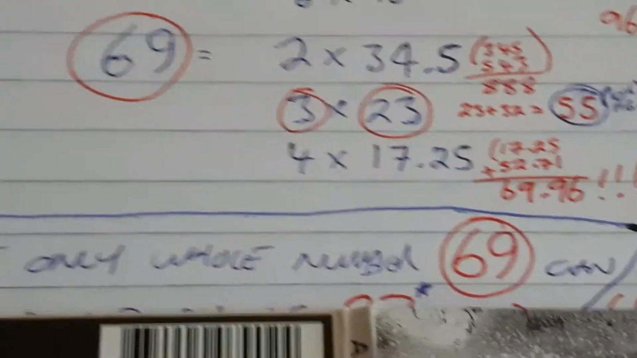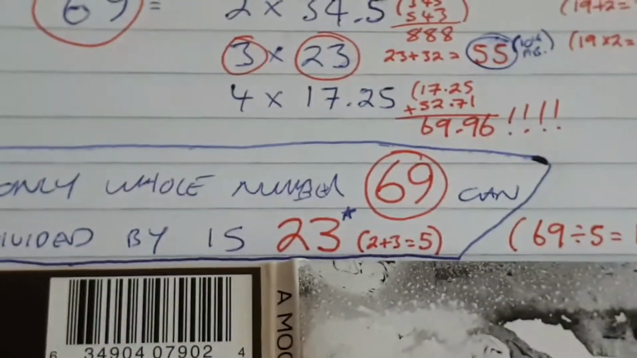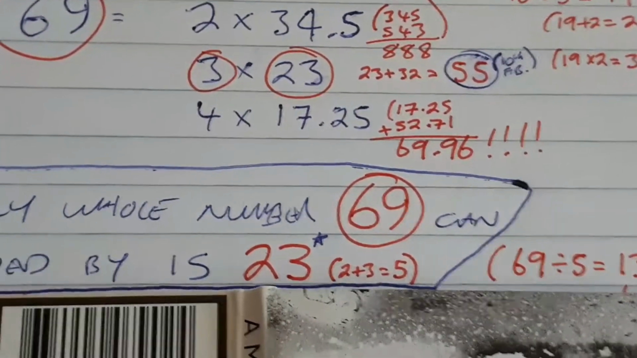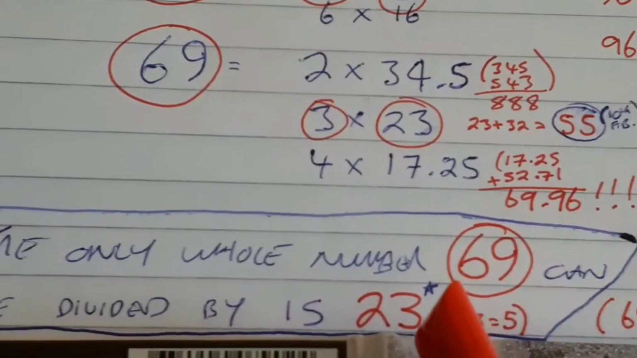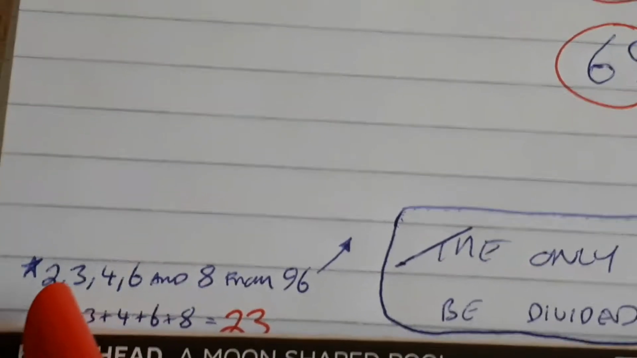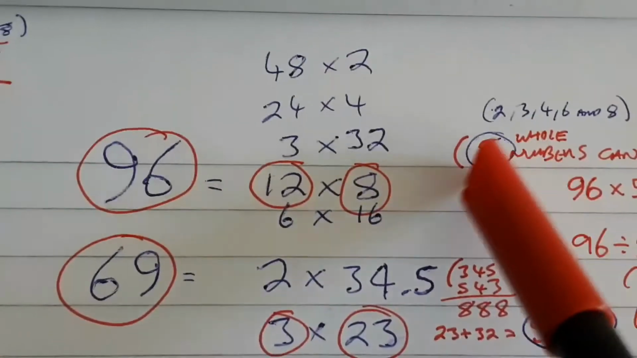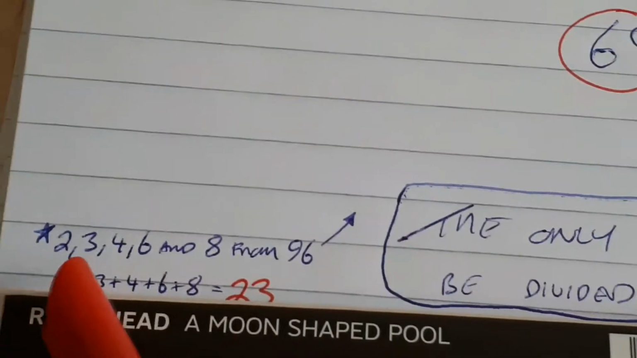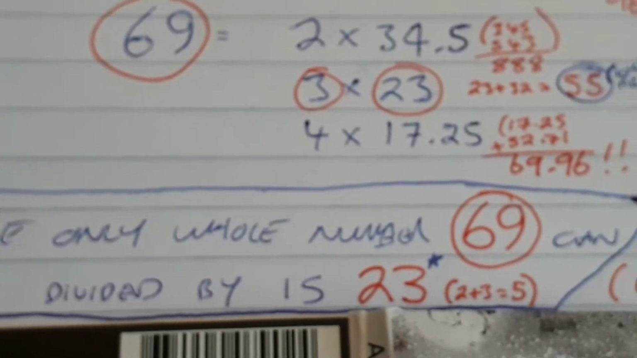So this video has established that the only number that 69 can be divided by is 23. 2 plus 3 being the 5, of course. Here, 23. 2, 3, 4, 6 and 8 from the 96 above, they're the numbers that can be divided into 96, 5 of them. Add those all up together, it comes to 23.